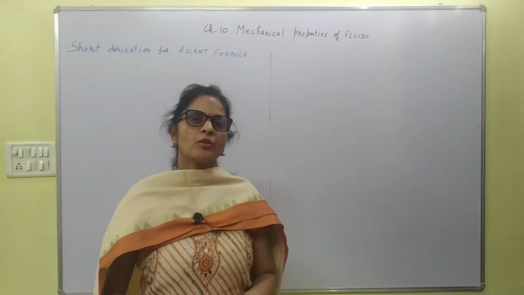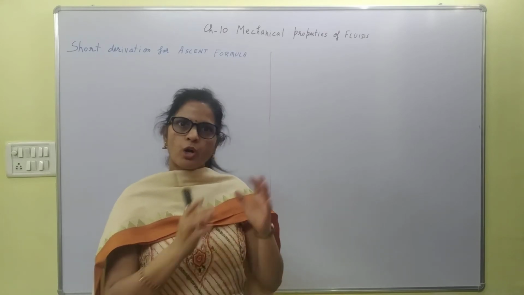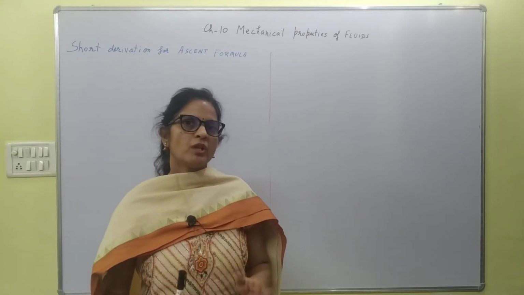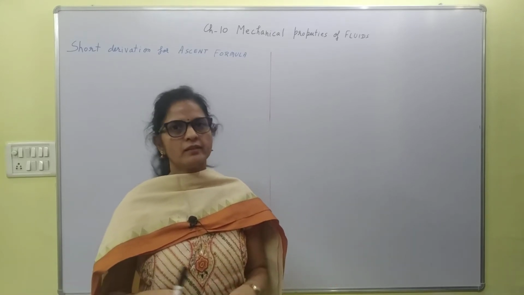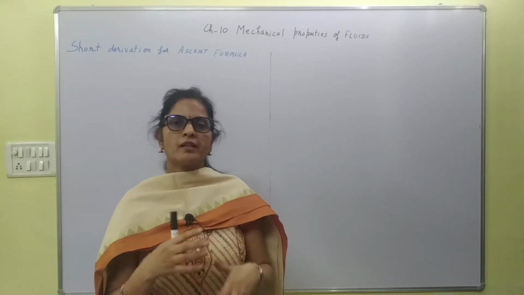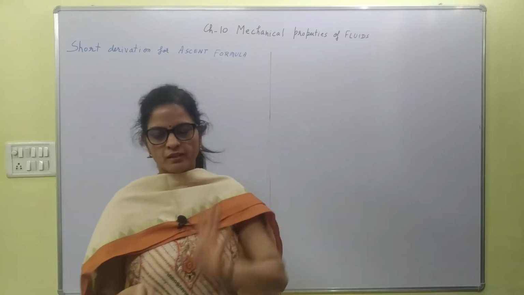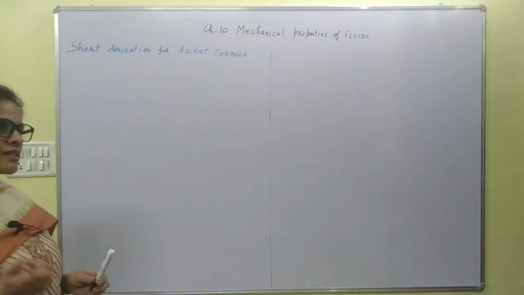Hello everyone. Today we are going to discuss the short derivation for the Ascent formula. Though I had made a detailed video on Ascent formula, there I had explained the basic concept, so it was quite a longer method, though I had given an idea about the shorter method. But to clear your confusion, this is the shorter method which you can write as it is for the Ascent formula. So what is Ascent formula?